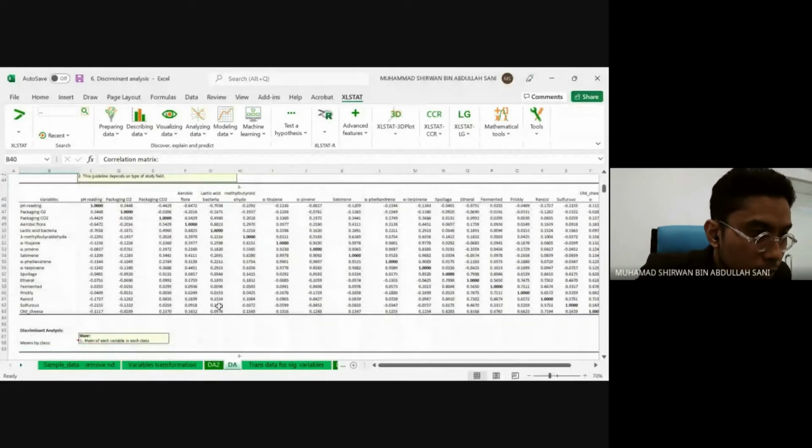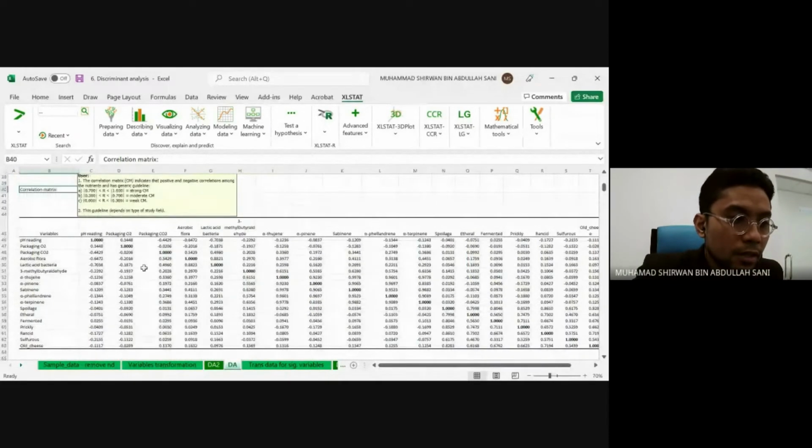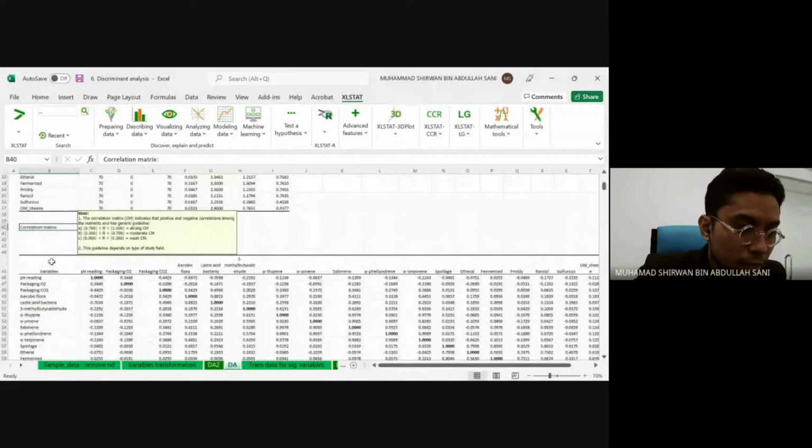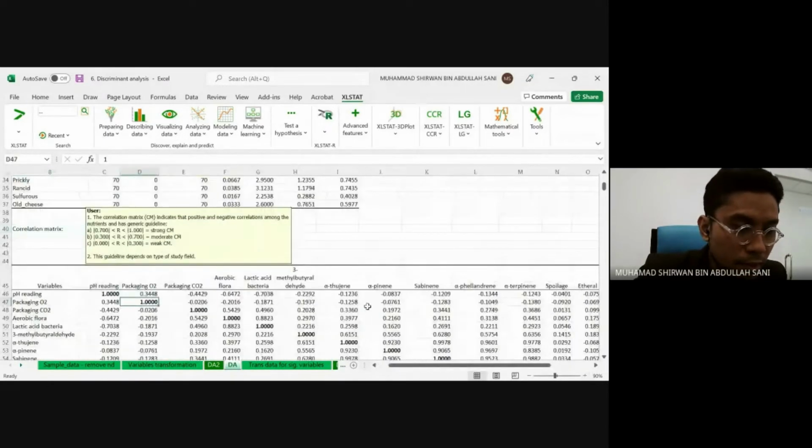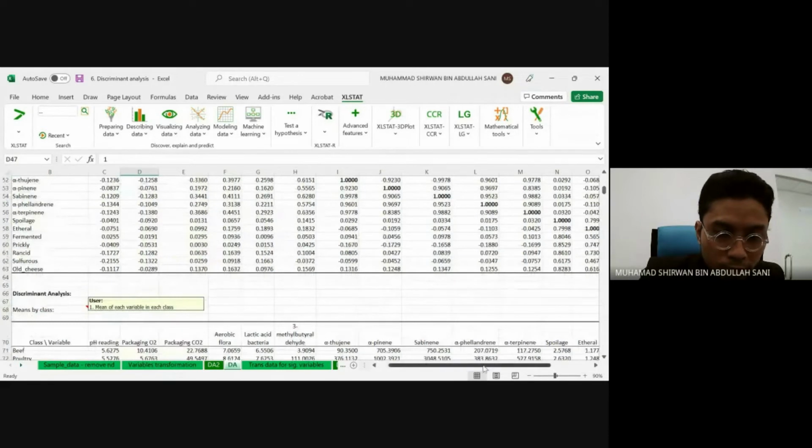Okay, correlation matrix. This one is the individual correlation matrix. For this one, for this topic, the explanation is here. And then we move to this one.